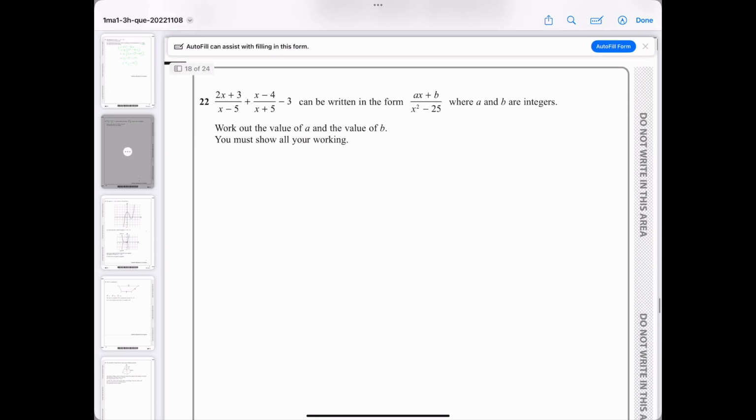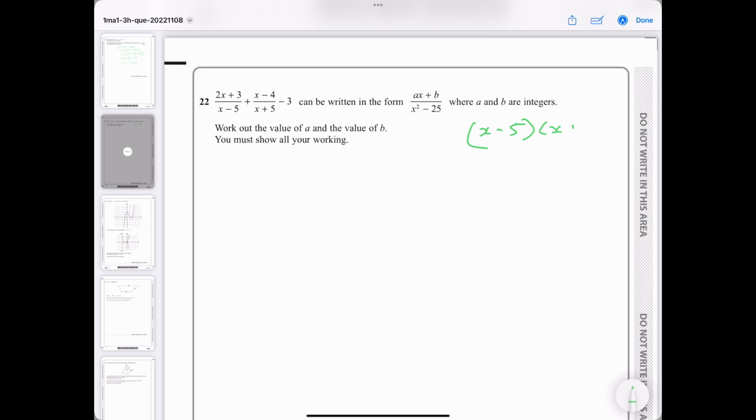Right, this looks fun. So we've got various things, 2x plus 3 over x minus 5, and x minus 4 over x plus 5, minus 3. And we know that x minus 5 times x plus 5, if we used FOIL, is just x times x, x squared, minus 5x plus 5x cancel each other out, and that's minus 25. So we're going to make everything over that. So it's x squared minus 25. And we know the top bit's going to be 2x plus 3 times, so if x minus 5 goes in, it's times by x plus 5.